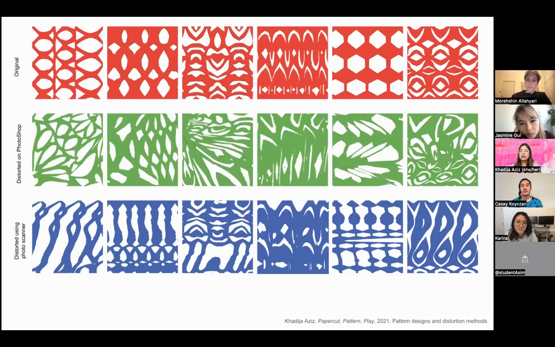Each color holds patterns designed in a different way. The red are patterns designed by hand, hand cut on construction paper and then transferred onto acetate. The green patterns represent the red patterns distorted on Photoshop by myself, so I had more control over manually distorting the patterns. And then the blue patterns are patterns distorted using a photo scanner.